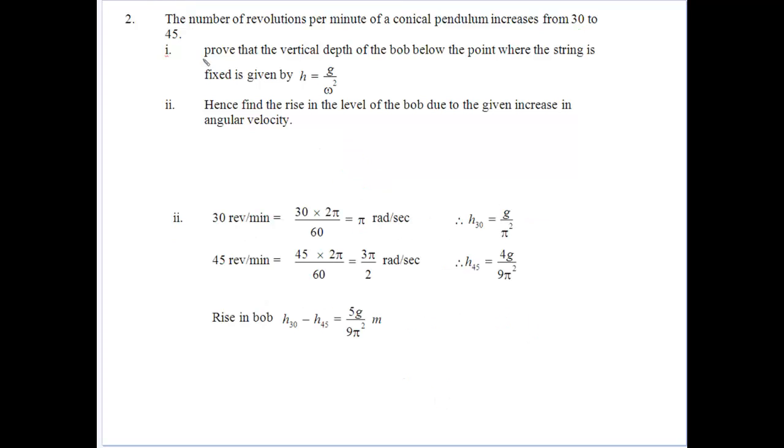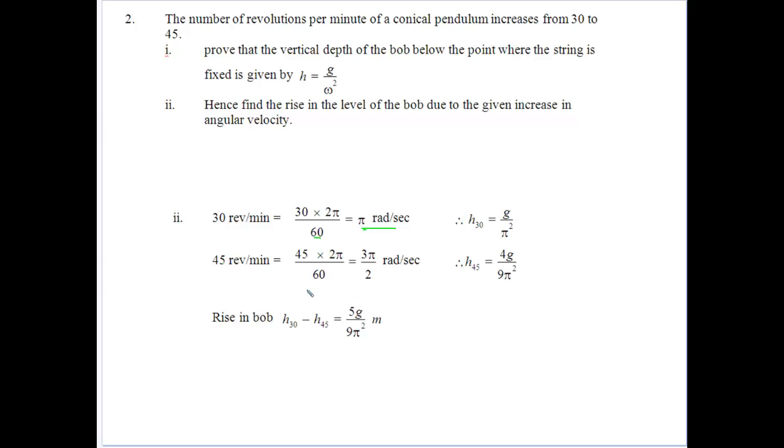So there's our result there. So if it's 30 revolutions per minute, well, every revolution is 2 pi radians, and if we want to work it in seconds, which is what we want our angular velocity to be, that would give us 2 pi divided by 60, so that gives us pi radians per second. So there's our angular velocity when we've got 30 revolutions a minute. So we get g on omega squared, and omega's pi, so we get g on pi squared.